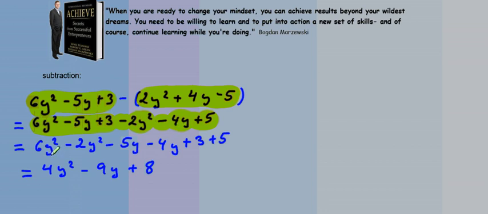Very important. Now all you have to do is group them according to the same variable and the same exponent. So 6y squared and negative 2y squared. Combine negative 5y with negative 4y. And finally combine positive 3 with positive 5. Put them together. So resolve. Find the difference between like terms: 4y squared, negative 9y, and positive 8. So any other case would work exactly the same. So just follow that simple rule.